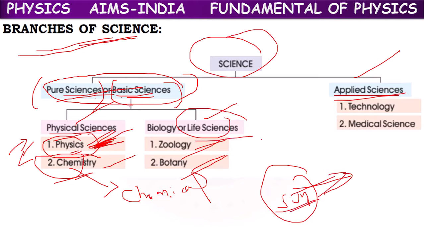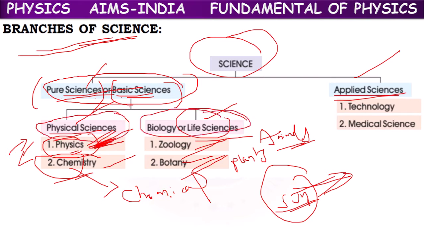Zoology means studying of animals. Botany means studying of plants. So these are branches of pure sciences, basic sciences. If you go to 6th class, you will have only one science textbook. But if you go to 8th class, you will have two textbooks: one is biological science, another one is physical science.